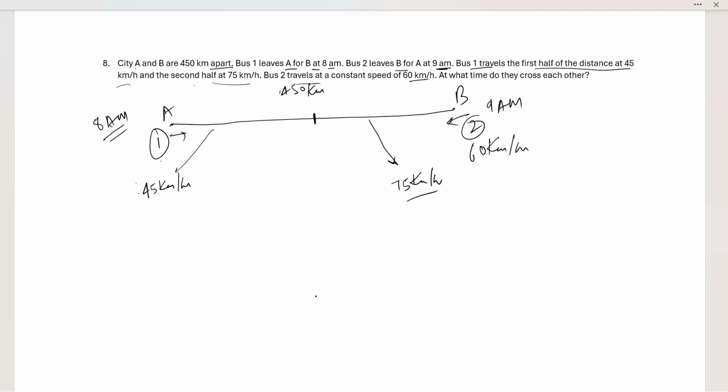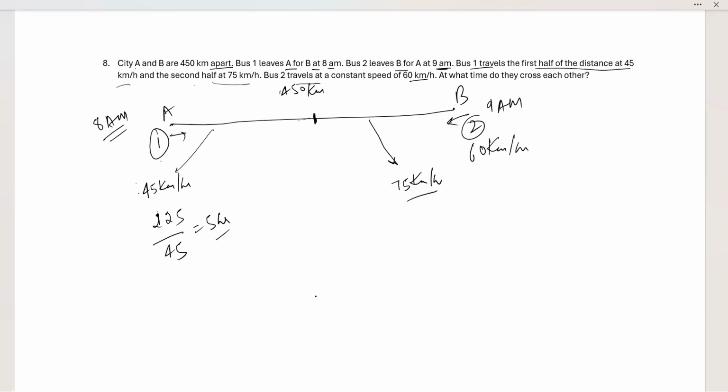Okay, first let's understand कि the complexity here is कि at what speed would A be traveling when they meet each other. ठीक है. So पहले तो ये देखते हैं कि how much time does A take to cover this part, this half of the distance. So this will be covered by A in 450 का आधा होता है 225, 225 by 45. So it will take 5 hours for A to cover this first half.